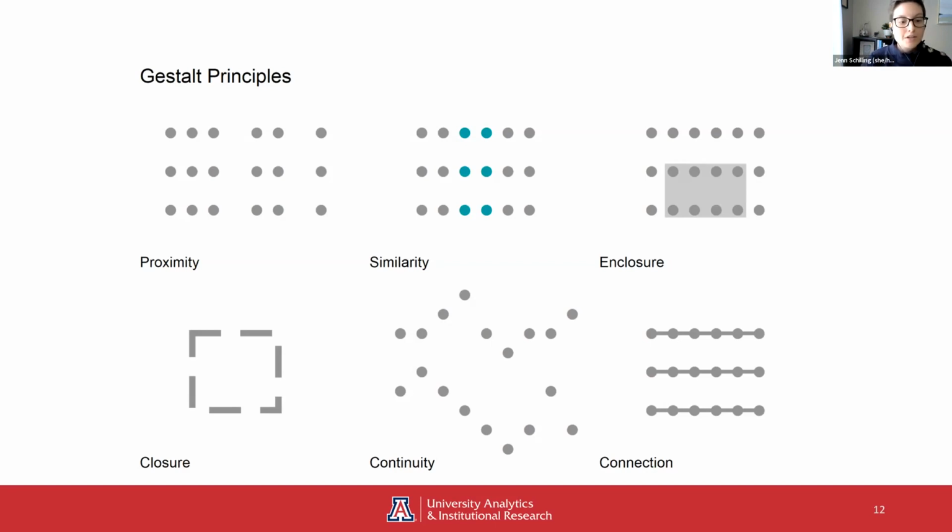And then connection: elements that are physically connected are thought of as belonging to a group. Connections are a really powerful association, and we see this mostly in line graphs in data visualization.